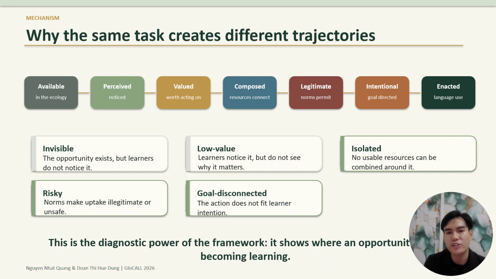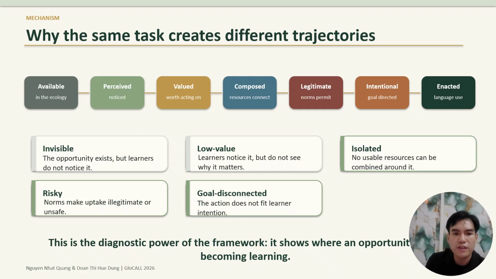So this slide shows the diagnostic power of the framework. Learning opportunity can fail at different points, and of course this is not a linear line, okay? This is a very complex system. It may be available, but maybe invisible, right? The teacher thinks the opportunity is obvious, but the student does not notice it. It may be perceived, but it is very low in value. The students may see it, but they do not think it matters.